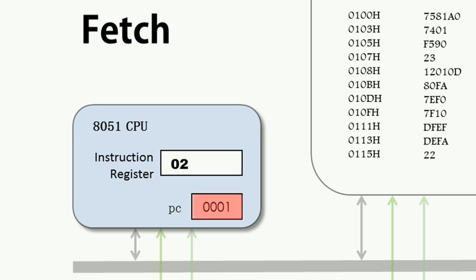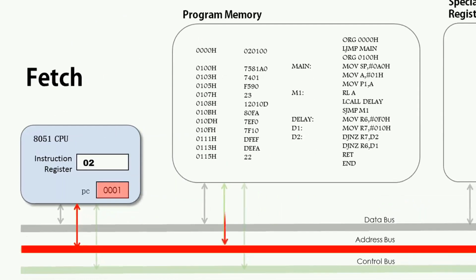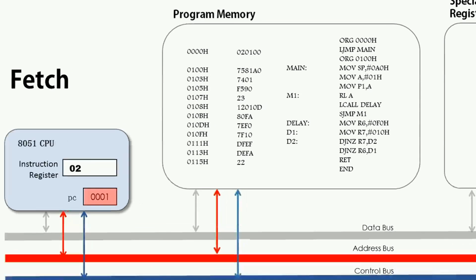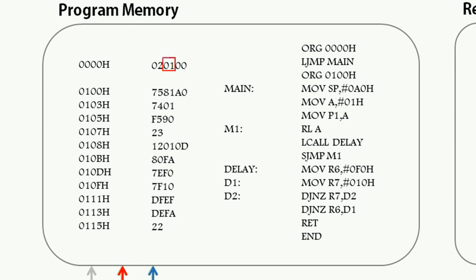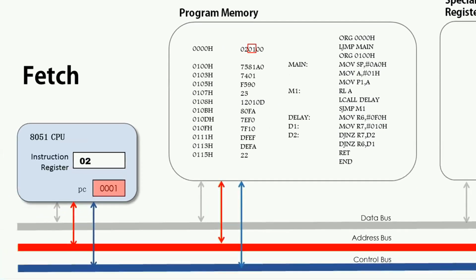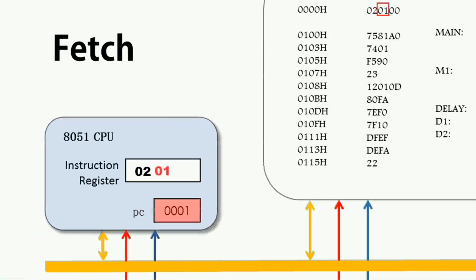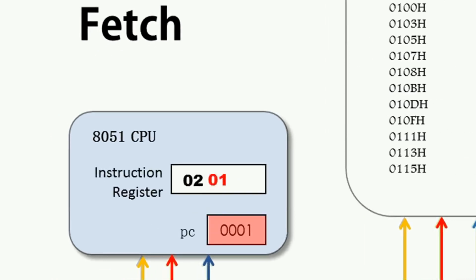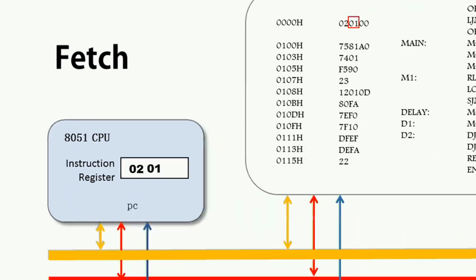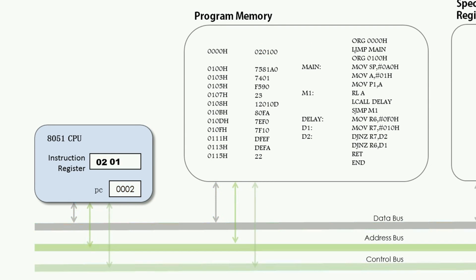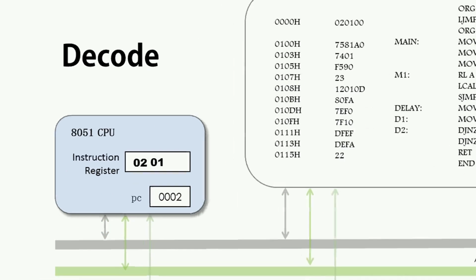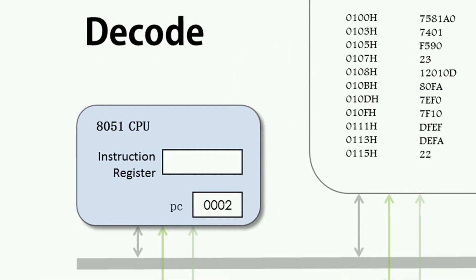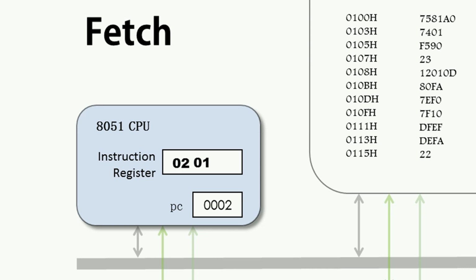The next code to be fetched is at location 0001 hex. The code at location 0001 hex is 01 hex. This code is fetched and placed in the instruction register. The program counter is incremented by 1. The fetch cycle is complete. The CPU goes into the decode cycle. The codes 02 and 01 are incomplete and cannot be executed. The CPU goes back to the fetch cycle.